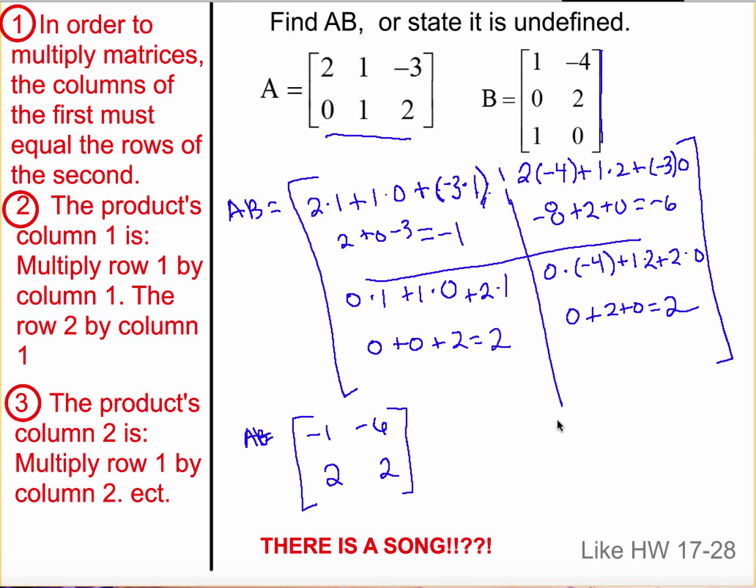Row by column, multiply them line by line. Add the products, form the matrix. Now you're doing it just fine.